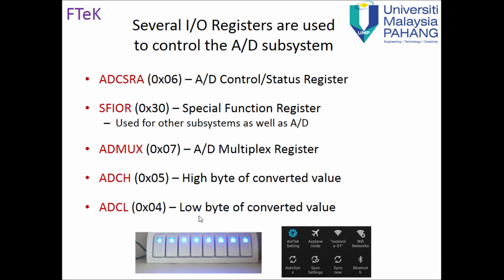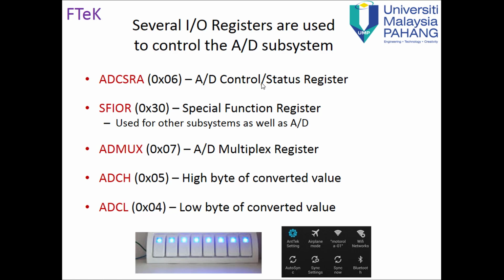Now, how to control the ADC? Of course, using special registers. So we have ADCSRA, we have SFIOR, we have the ADMUX multiplexer register, and ADCH and ADCL. ADCH and ADCL contain the value of the conversion. The value of the conversion will be stored in these two registers, one for the most significant bits and one for the low significant bits. ADMUX is called the ADC multiplexer register. This one is a special function register, and we have the control status register.